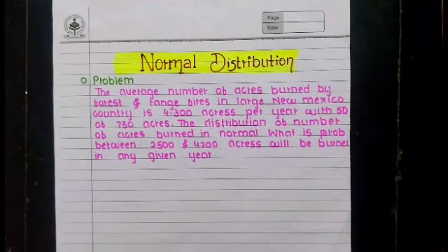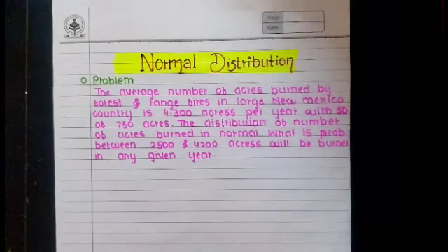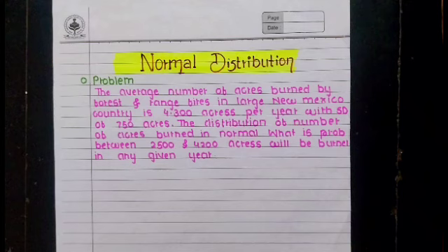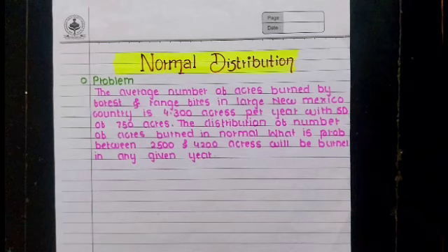So in this problem we are given the standard deviation of 750 acres, and the mean of 4,300 acres. Here x1 and x2 are the given variables for which we have to find the z values of our problem, that is the range.